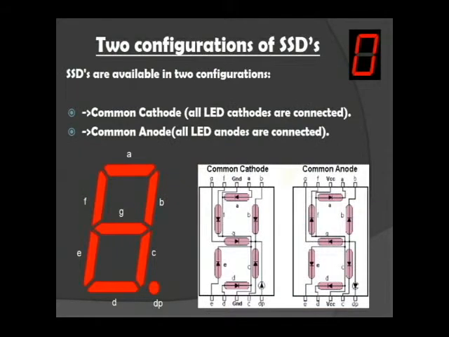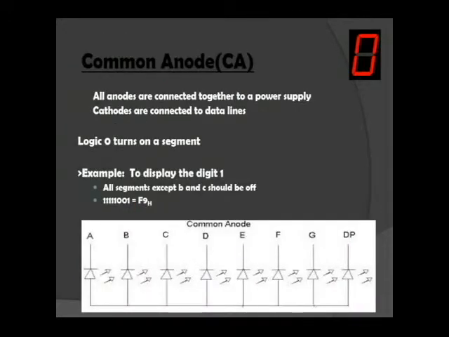There are 2 configurations of SSDs. One is the common cathode and the second is the common anode. We will start off with the common cathode. All anodes are connected together to a power supply. Cathodes are connected to data lines. Logic 0 turns on a segment.